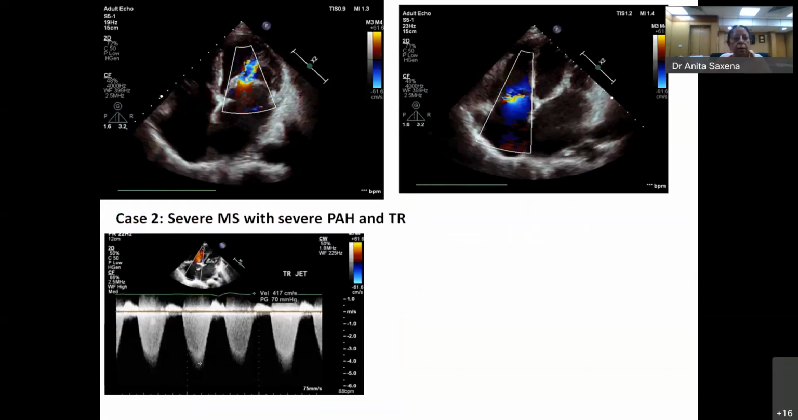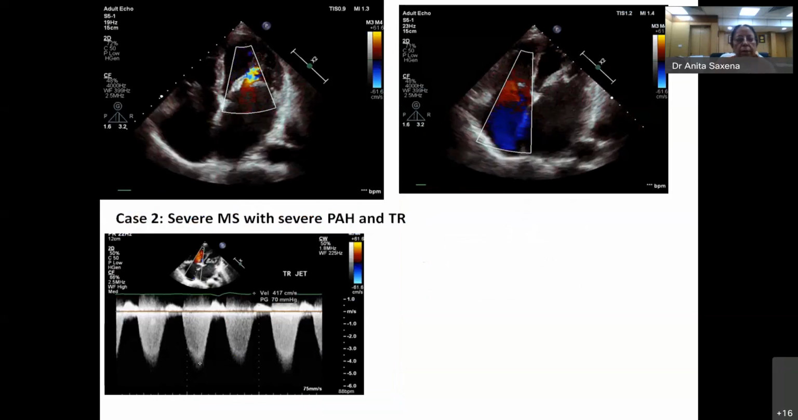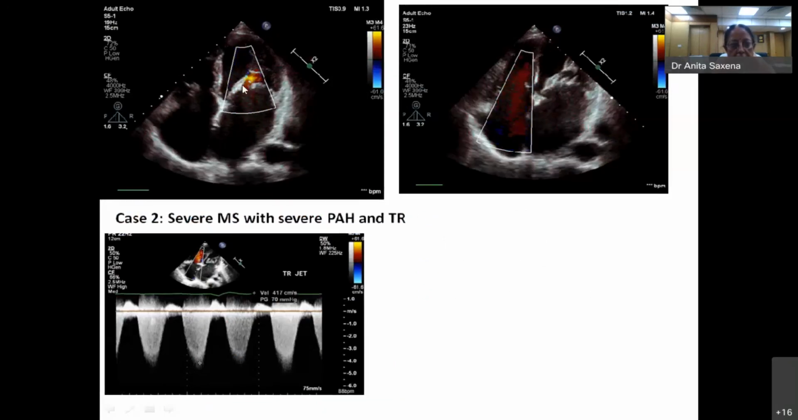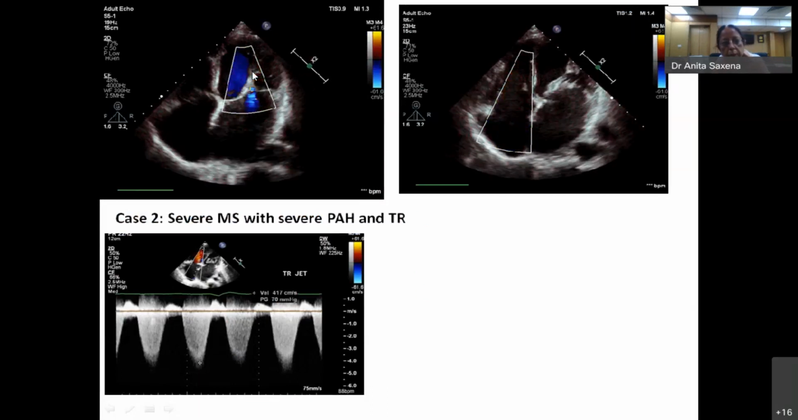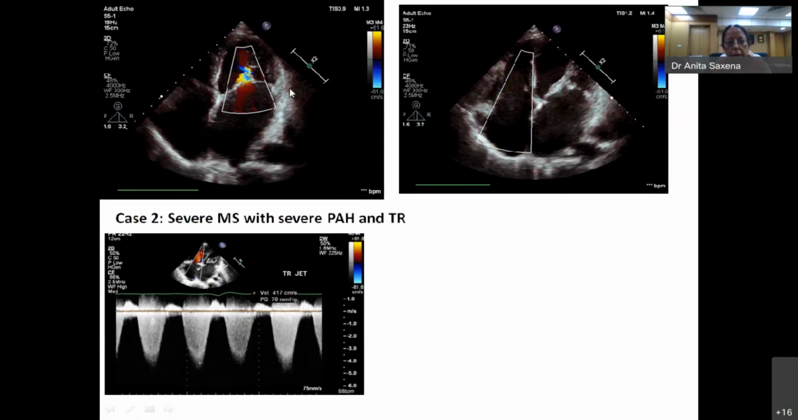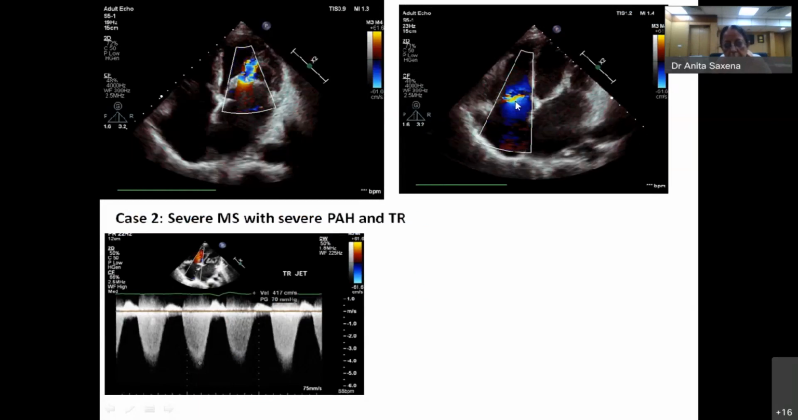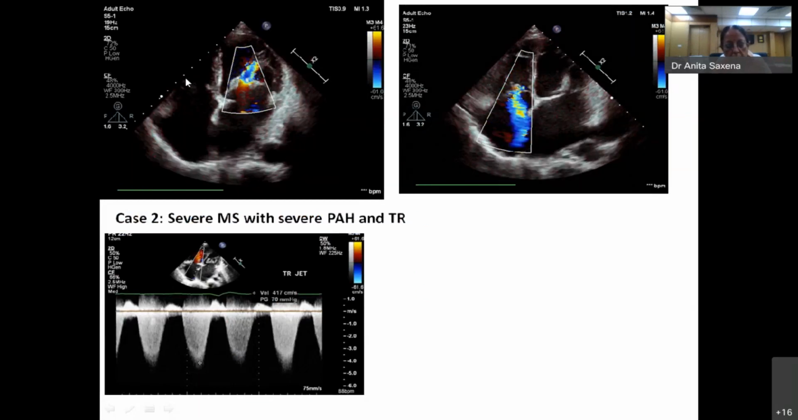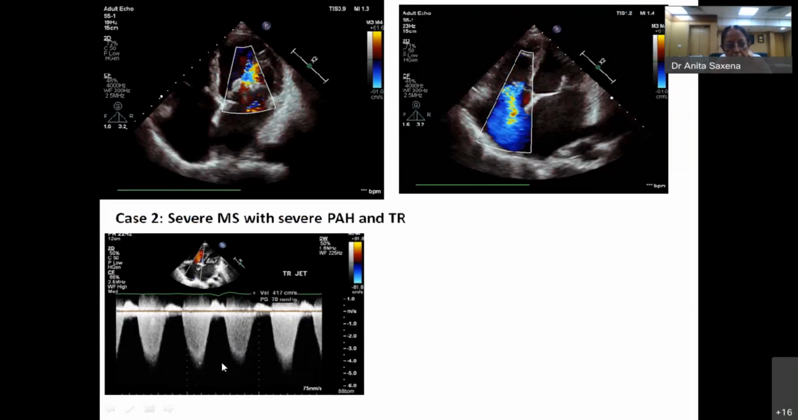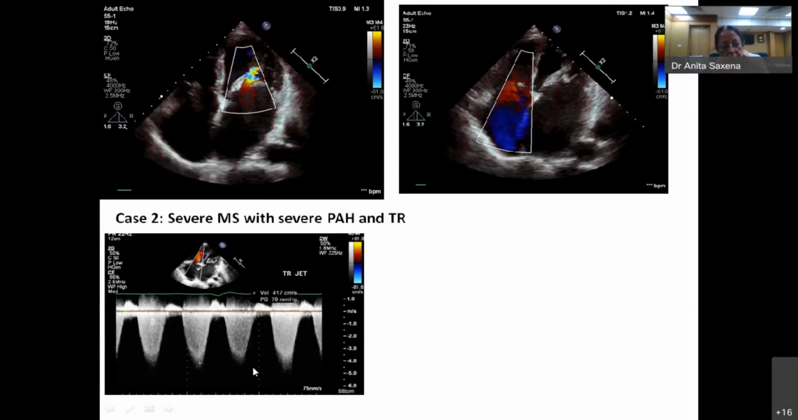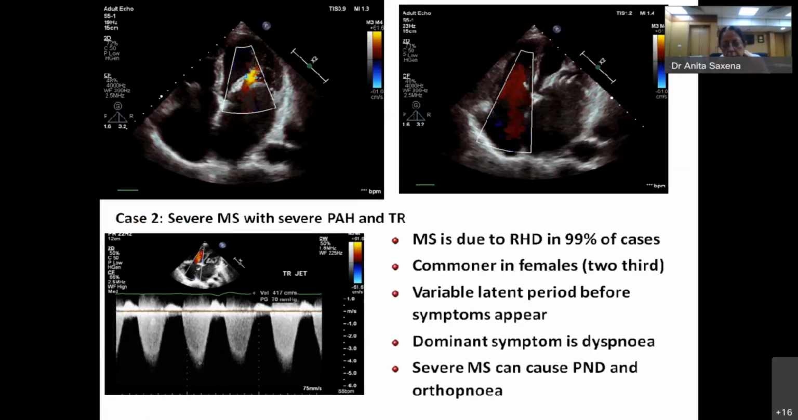So this is the classical echo. You can see that there is doming of the mitral valve. There is thickening of the mitral valve. There is turbulence because of mitral stenosis. There is severe tricuspid regurgitation, although the tricuspid valve looks to be opening well. And this is giving a gradient of about 70, suggesting that there is severe pulmonary artery hypertension and tricuspid regurgitation.